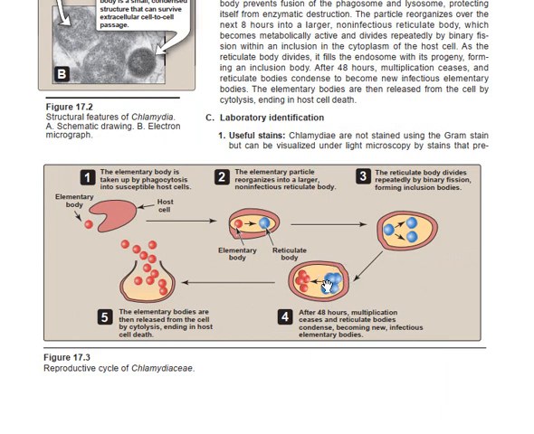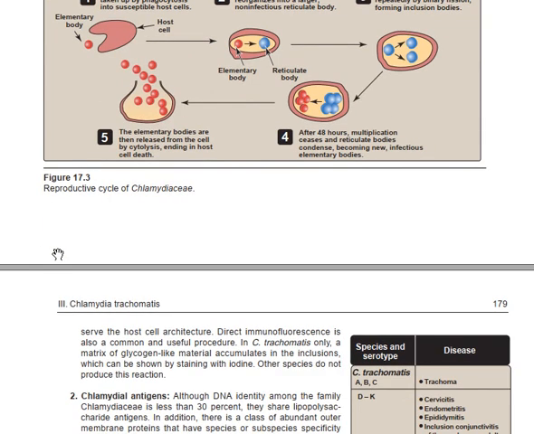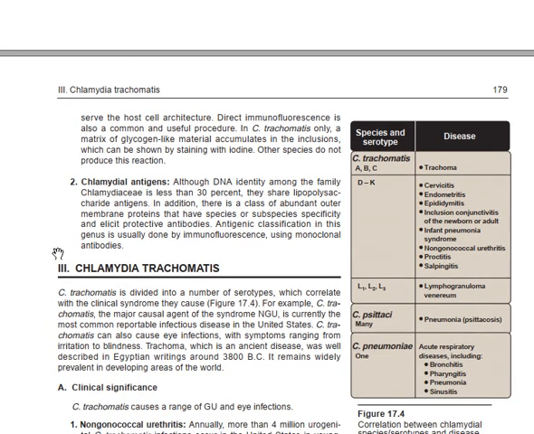Now it condenses back after 48 hours, and multiplication ceases to produce back the reticulate body. Then the reticulate bodies are going to burst out from the host cell via cytolysis, and they are going to be released to enter another cell. Is it clear? So now the species and the serotypes of Chlamydia, and the diseases they can cause.